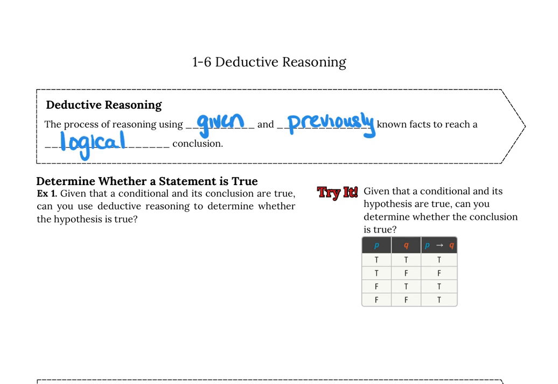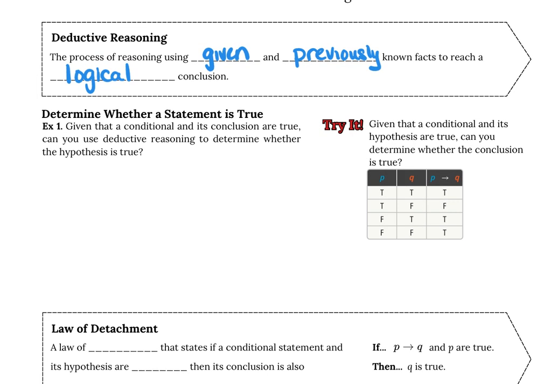All right, so our first example, given that a conditional and its conclusion are true, can you use deductive reasoning to determine whether the hypothesis is true? Okay, so for this, we're going to set up a truth table.